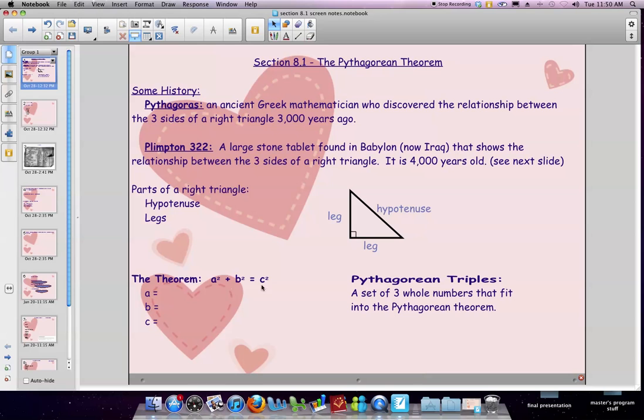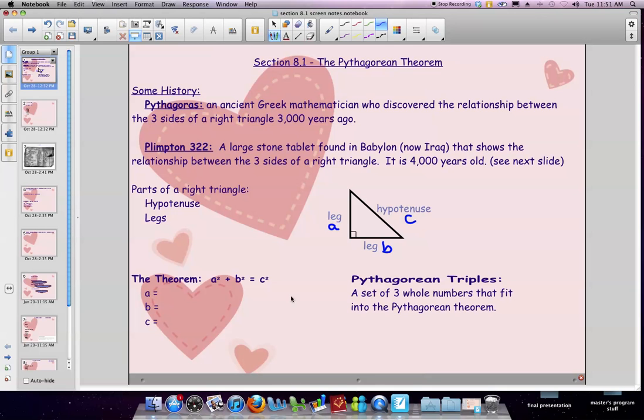The actual Pythagorean theorem: a squared plus b squared equals c squared. What that says is that a is the length of a leg, and b is the length of a leg, and c is the length of the hypotenuse. So if you take the length of this leg squared plus the length of this leg squared, that's got to be equal to the length of the hypotenuse squared. The hypotenuse will always be your c value.